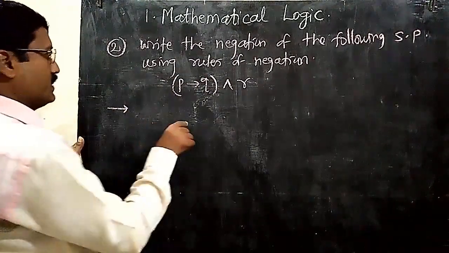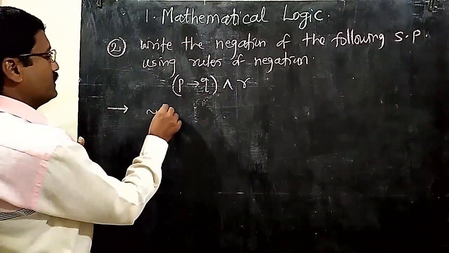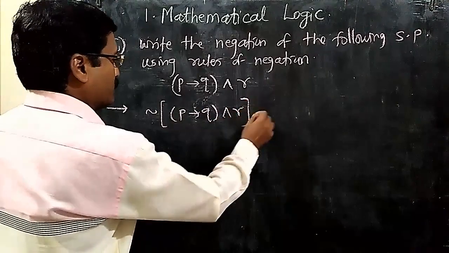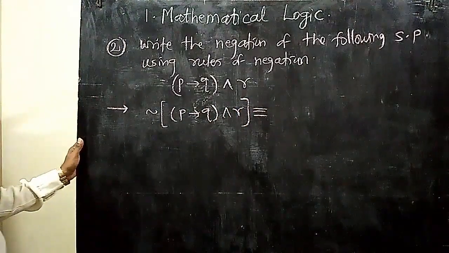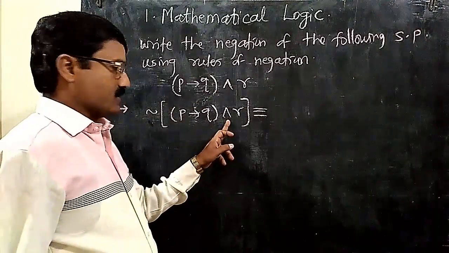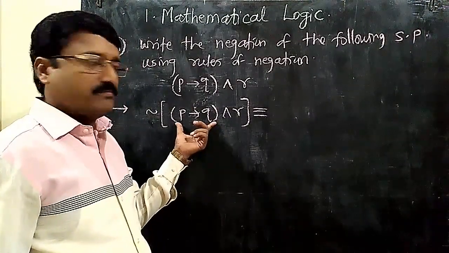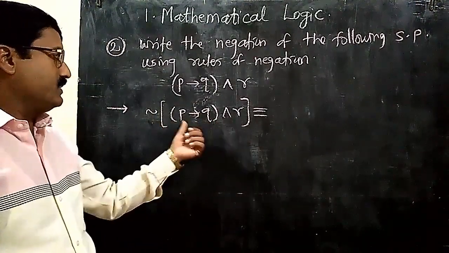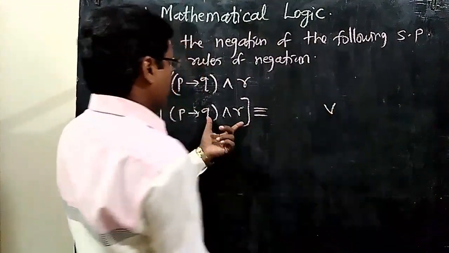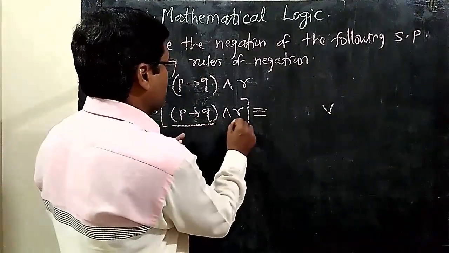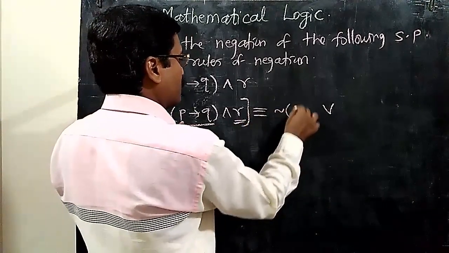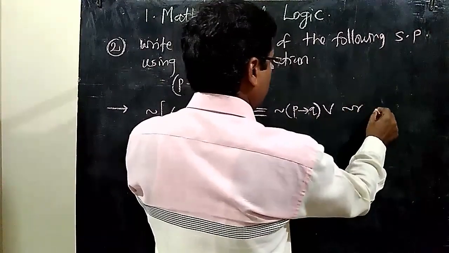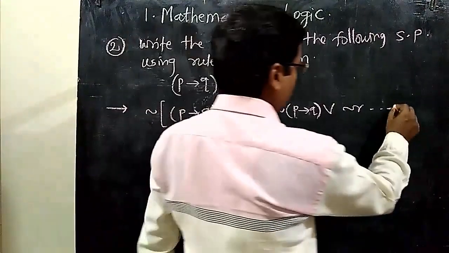What to do? We will start with negation directly. That is, let us take the negation of this given statement pattern, that is P implies Q and R. So if you observe, this is negation over conjunction, because this is a bracket, so we can consider this as one single statement. So negation over conjunction is nothing but the disjunction of their negations. So disjunction of the negations of these two. This one is the first statement, this one is the second statement. So negation of P implies Q, or negation of R. This is by obviously De Morgan's laws.